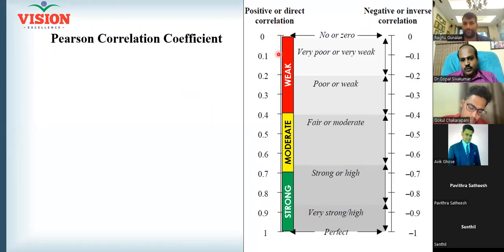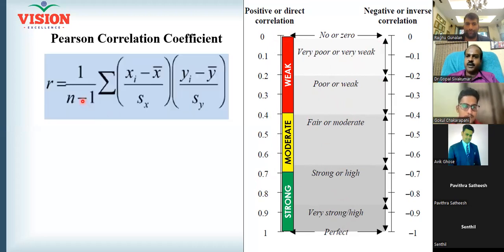So 0 to 0.4 is called weak correlation. 0.4 to 0.7 is called moderate correlation. 0.7 to 1 is called strong correlation. You have this classification on the positive side as well as on the negative scale.